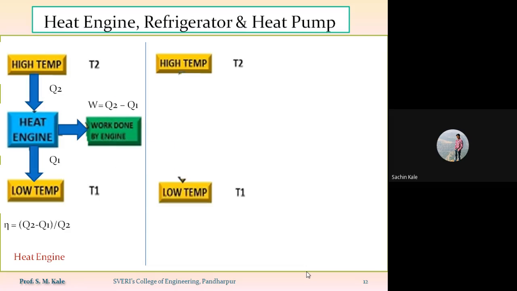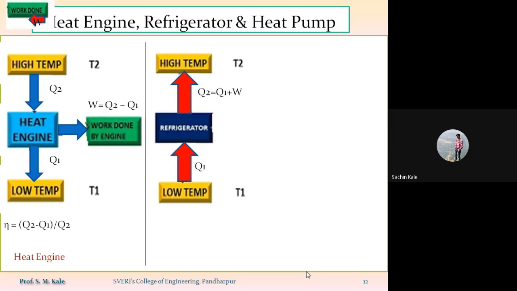A refrigerator is called the reverse of a heat engine. Why are we calling it the reverse of a heat engine? Because exactly the reverse procedure occurs inside the refrigerator. In a heat engine, heat flows from the higher temperature region to the lower temperature region, and during this flow of heat there is production of work.